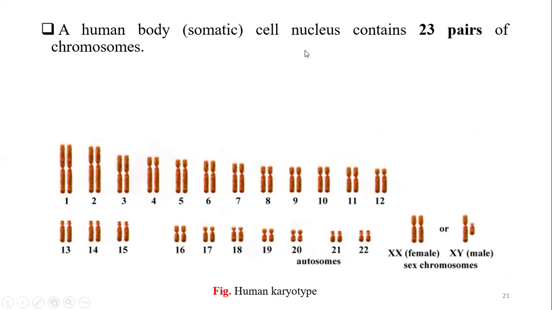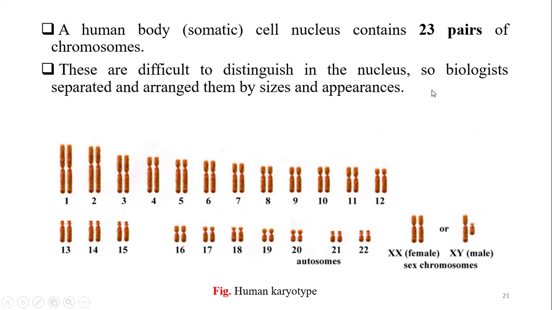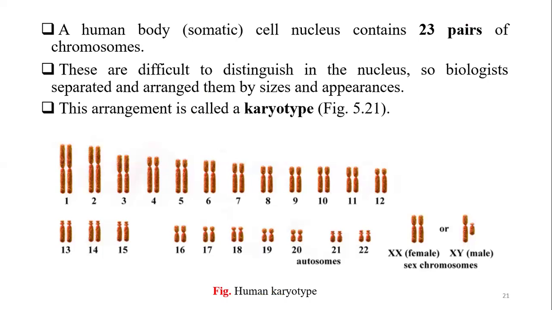A human somatic body cell nucleus contains 23 pairs of chromosomes, so there are 46 chromosomes. These are difficult to distinguish in the nucleus, so biologists separated them and arranged them by size and appearance. This arrangement is called karyotype.